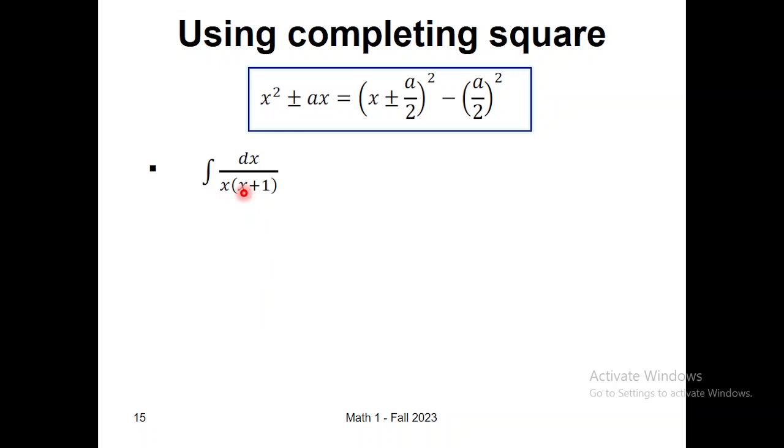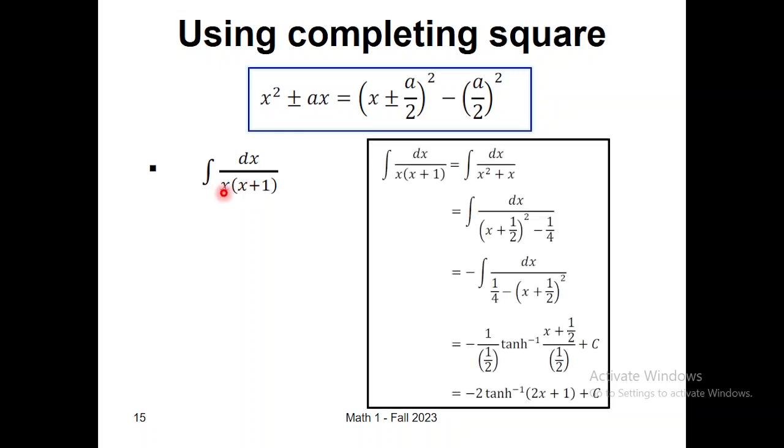Consider this example. Directly, it may be seen as a different function. But if you multiply these two expressions, x multiplied by x plus 1, you arrive at this function containing x squared and x. So you can start by completing the square. We write x plus half this constant, which is half. If you expand this, you get x squared plus x plus 1 over 4. We don't have 1 over 4, so we write minus 1 over 4.